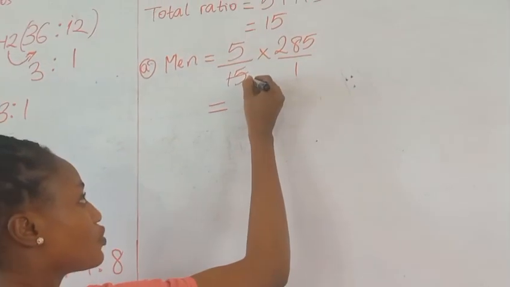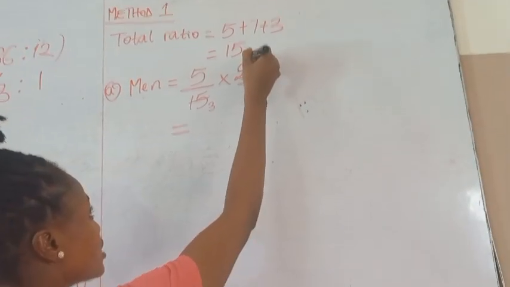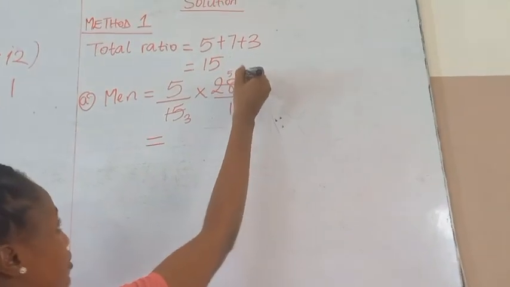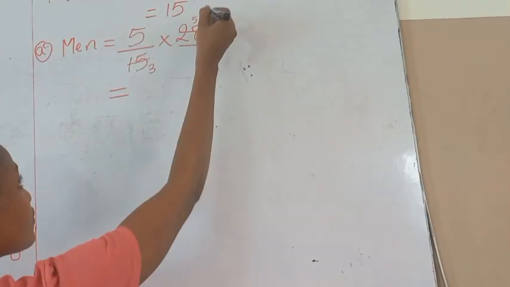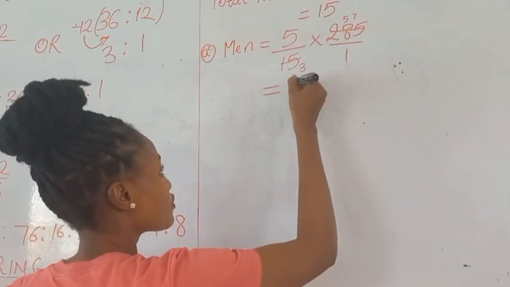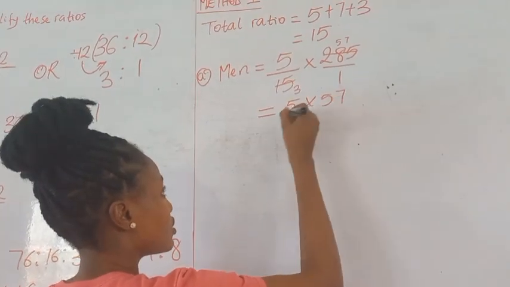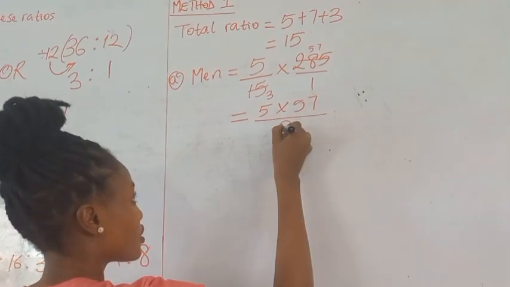5 here, 3. 5 in 28, that's 5. 5, 7. And you can divide further. 5 times 57 divided by 3.